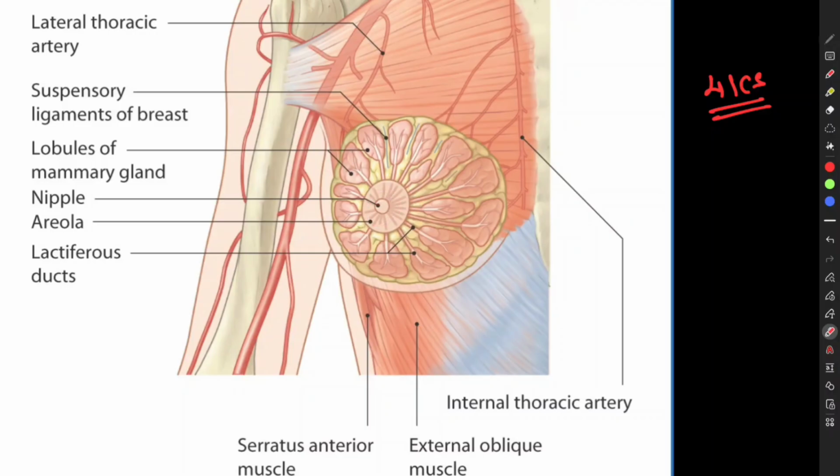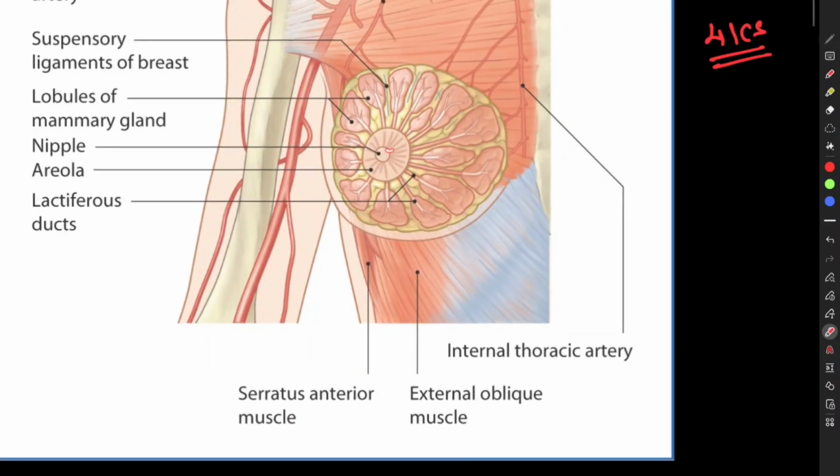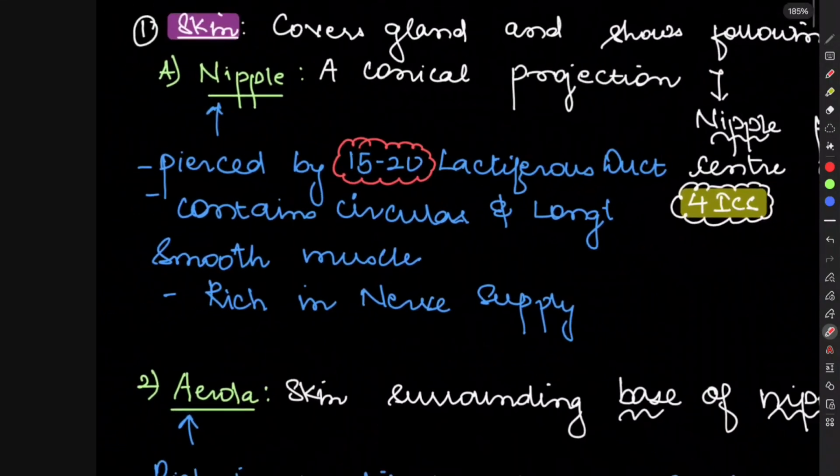Now, talking about the nipple once again, a quick revision: it is conical in projection, lies at the 4th intercostal space. 15 to 20 lactiferous ducts open into the nipple. It is very rich in nerve supply. It has longitudinal and circular muscle. So ये होते हैं हमारे निप्पल के 4 पॉइंट.